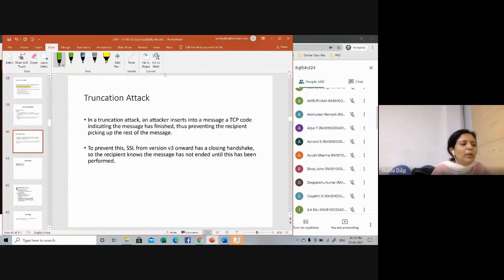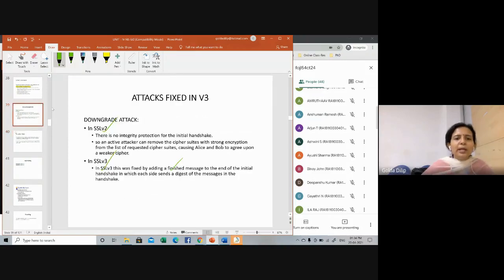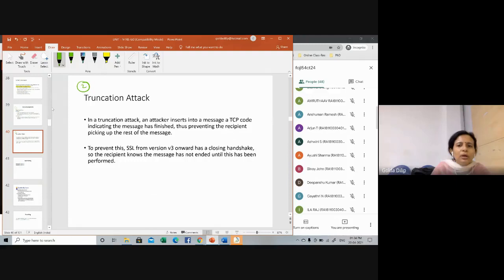So that was about the downgrading attack. Now coming to the truncation attack. This is the second type of attack. Previously what we had discussed is the downgrading attack, which is one type of attack. Now this is about the truncation attack.